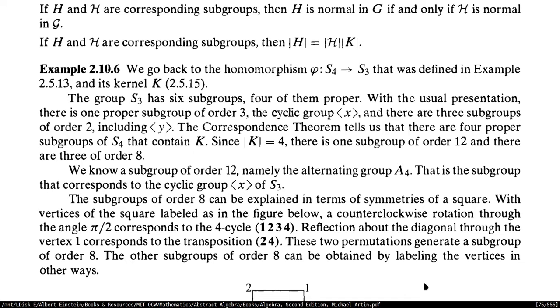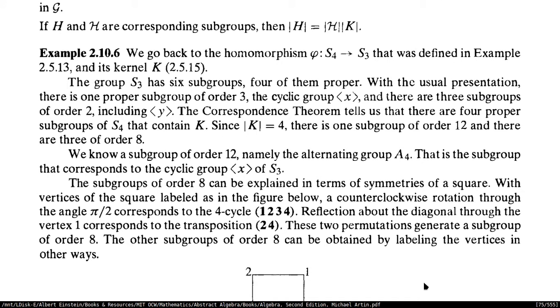The group S3 has 6 subgroups. 4 of them are proper subgroups. Then with the usual presentation, there is one proper subgroup of order 3, the cyclic subgroup X, and there are 3 subgroups of order 2, including Y.